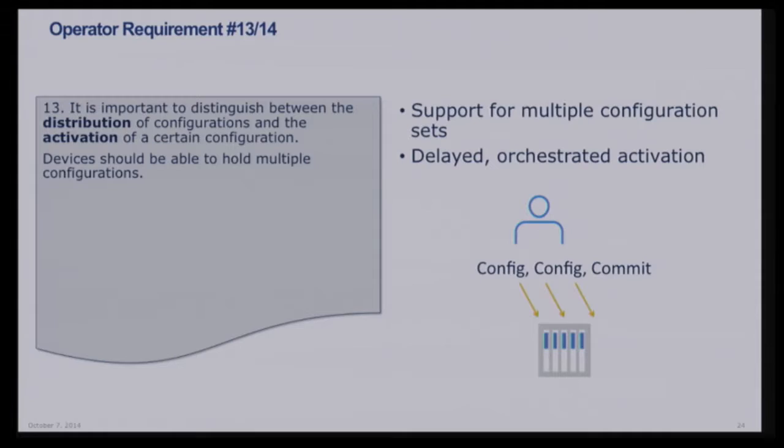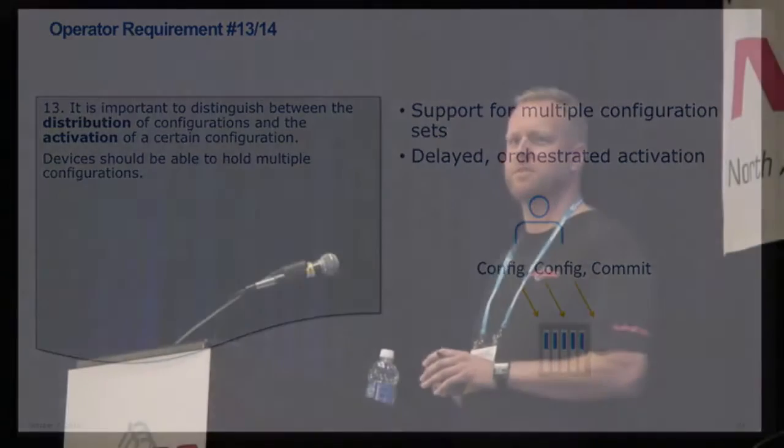This is something that exists and has existed in both Juniper and Cisco CLIs for a long while, and it's also a very valuable feature for the programmatic access. So you can have delayed and orchestrated activation. You can put things in place, you can validate them, but you can wait until you actually put it into action.